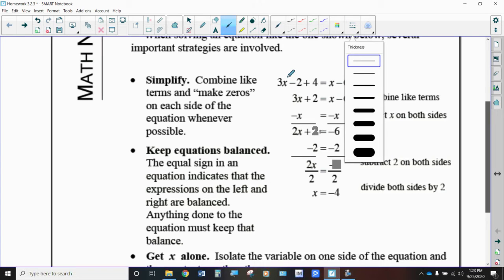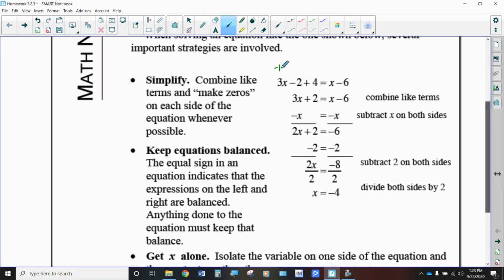So for the check, I'm going to rewrite this. I'm going to say, all right, 3 times -4 would be -12, minus 2 plus 4 needs to be equal to -4 minus 6. Well, -4 minus 6 is the same as -4 plus a -6, so that becomes -10. -12 minus 2 is -14, and -14 plus 4 is equal to -10. So yes, -10 is equal to -10. That proves that x had to be equal to -4.